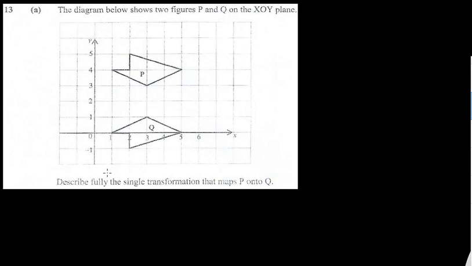Describe fully the single transformation that maps P onto Q. So this is simply asking us to say what is going on. What is the relationship between figure P and figure Q? Do we see any relationship between the two? Well, if we look at them closely, we'll find that this figure is exactly the same as this one, except this one is upside down, right? So it's like it's being mirrored, it's being reflected.